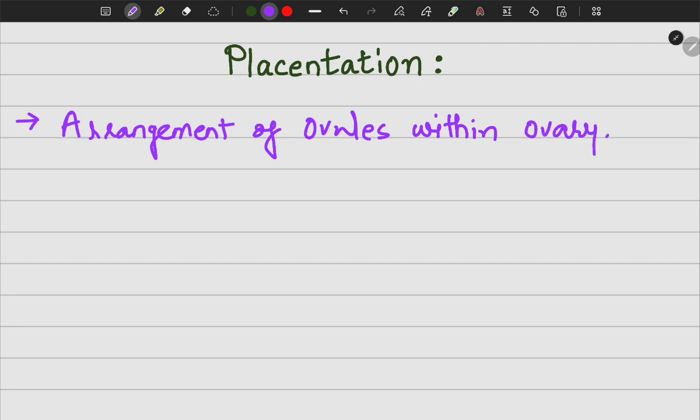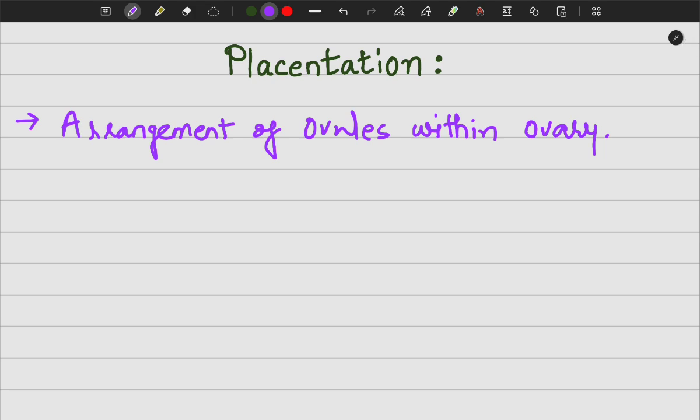So if you remember, when we studied about the structure of flower, within that we studied about gynoecium, or the structure of a pistil or carpel. There we studied that there is a basal swollen portion which is called the ovary, and within the ovary ovules are present which later form seeds, right? So how these ovules are arranged inside that ovary is called the placentation.